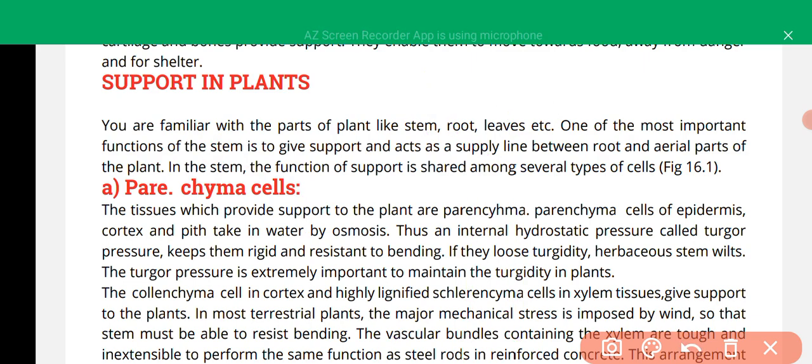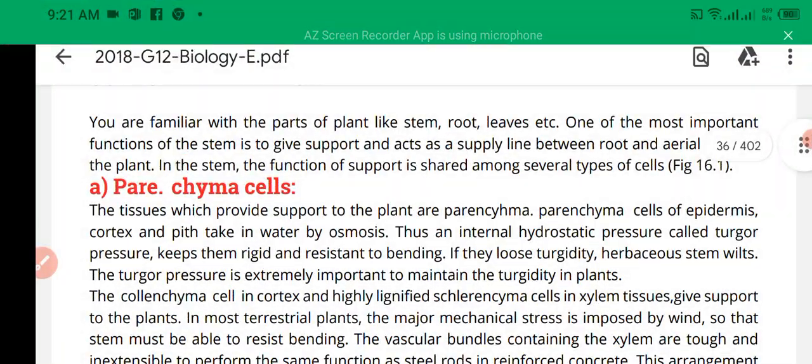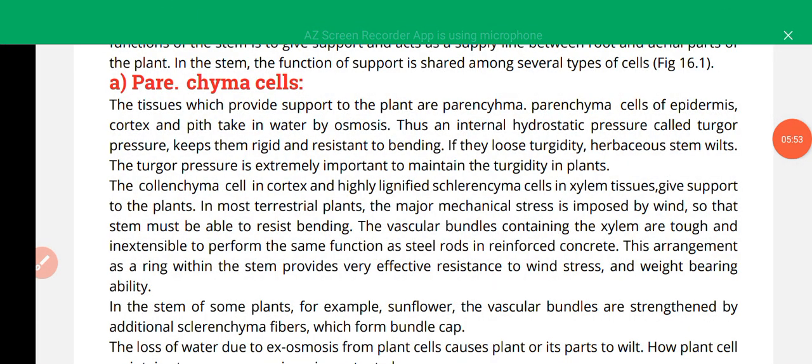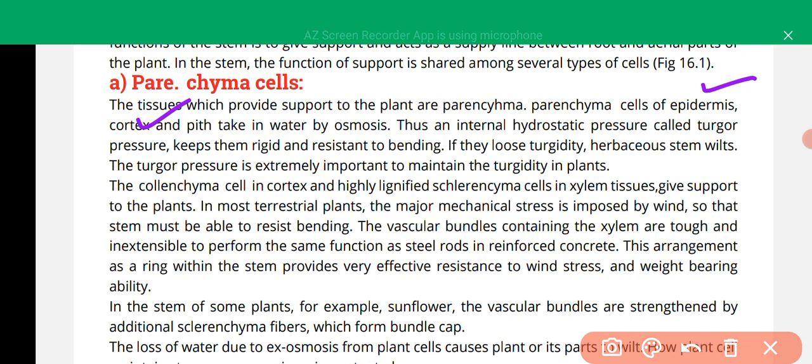What are the basic mechanisms and basic cells which help the stem in its role of supporting the plant? Let's see. Now study parenchyma cells. These are a type of cell that supports plants. Parenchyma cells are found in the epidermis, the upper part of the cork, the cortex and the pith.